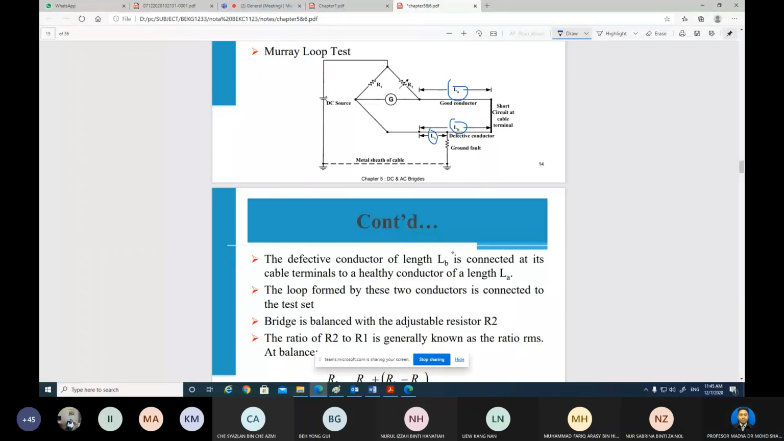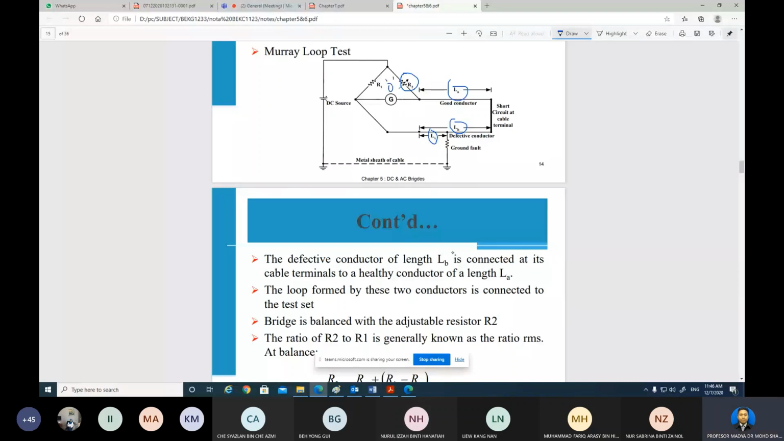The loop formed by these conductors is connected to the test set. The bridge is balanced when we adjust R2. This is a variable resistor, so we have to adjust the variable resistor so that the indicator shows zero. The zero value.